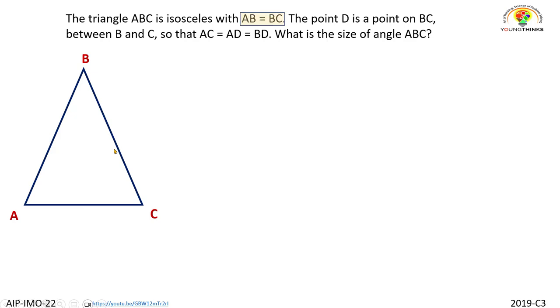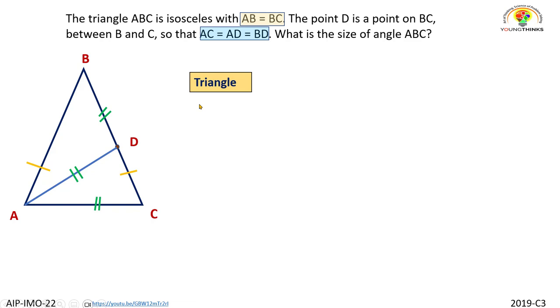So that AC, AD, and BD are all equal. AB and BC are already equal. So point D is somewhere here, wherein AC, AD, and BD are all equal. Now you need to find the size of angle ABC.